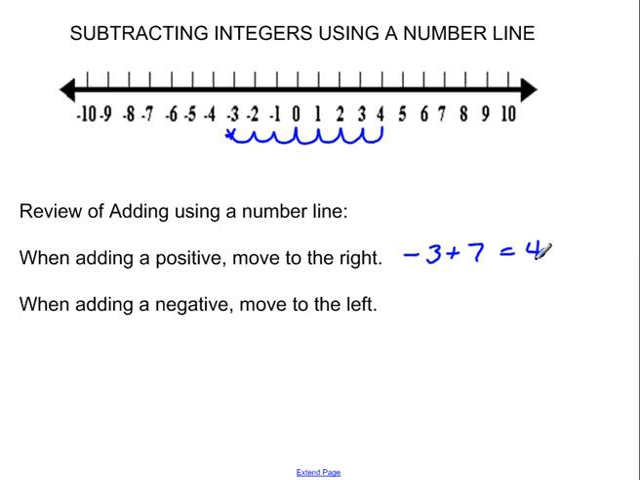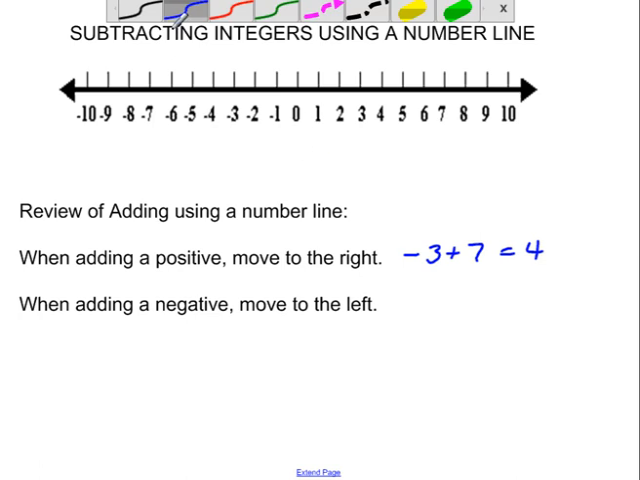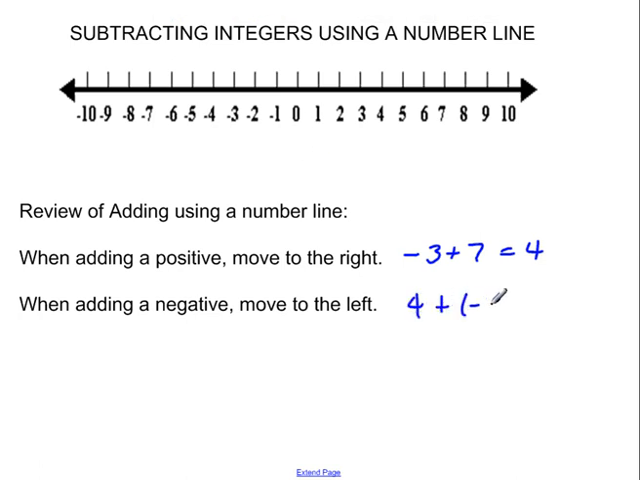Also, when adding a negative, we move to the left. So let's just erase that. Let's say we were at 4 and we added -5. We start at 4. When we add a negative, we move to the left. 1, 2, 3, 4, 5. And we get -1. So just keep those in mind.